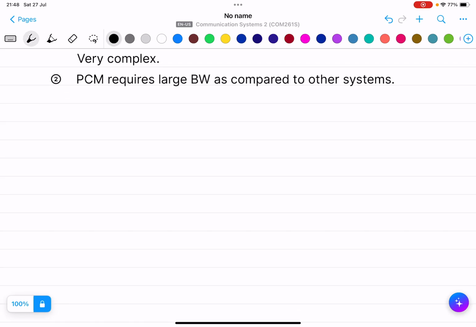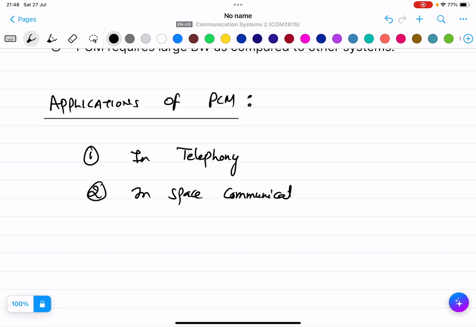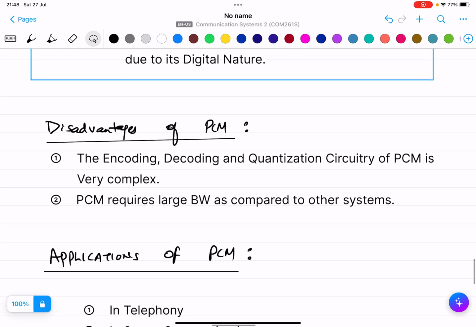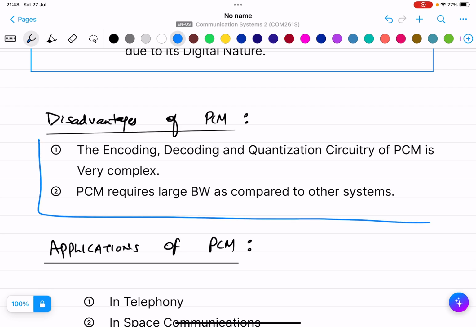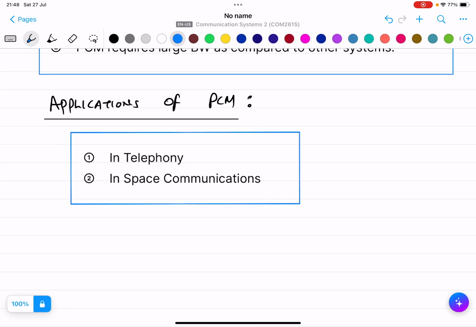And the last one is applications. Where are the applications of PCM? In telephony and in space communications. So these are the applications of PCM. These are the topics which are very important. You need to remember all the block diagrams. This is disadvantages and this is your applications.